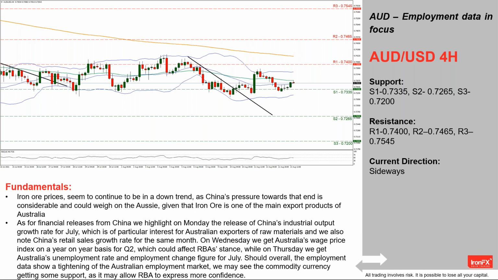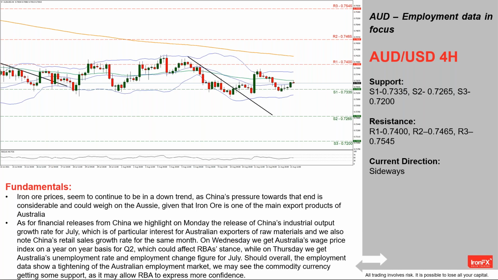Now, it should be noted that news from China was also worrying, given that one of the largest ports worldwide, placed in China, has closed down due to coronavirus, which could adversely affect regional and, to a lesser extent, global trading conditions, to which the commodity currency AUD is quite sensitive. On the monetary front, we highlight the release of the RBA's last meeting minutes, and should the document reflect the bank's optimism, we may see the Aussie getting some support. As for financial releases from China, we highlight on Monday the release of China's industrial output growth rate for July.